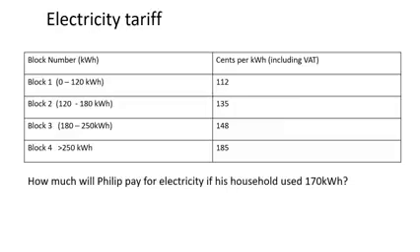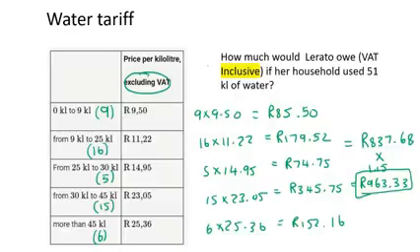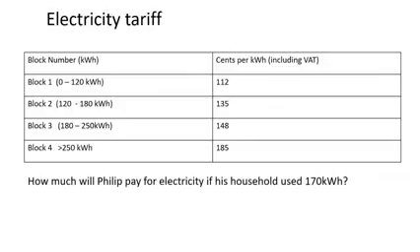Electricity is pretty much exactly the same. It's just that we don't use kiloliters, we use kilowatt hours. Here you must always read this carefully. This one includes VAT, but this isn't Rand per kiloliter. Now it's cents per kilowatt hour. You're also going to go through the different categories like we did with water.